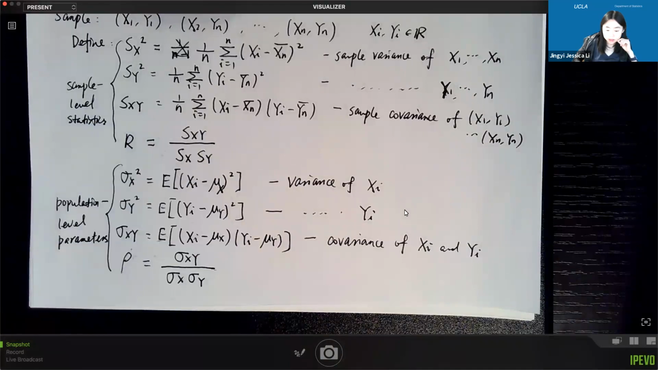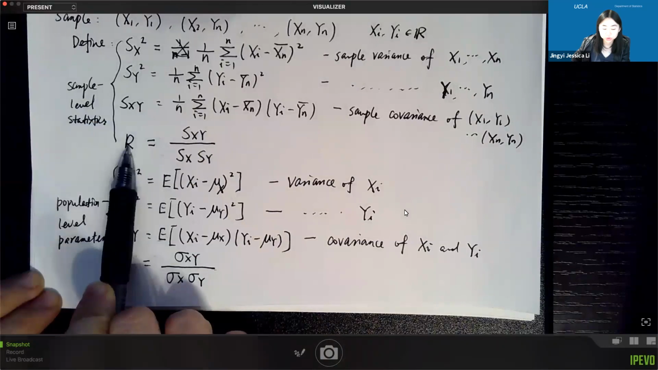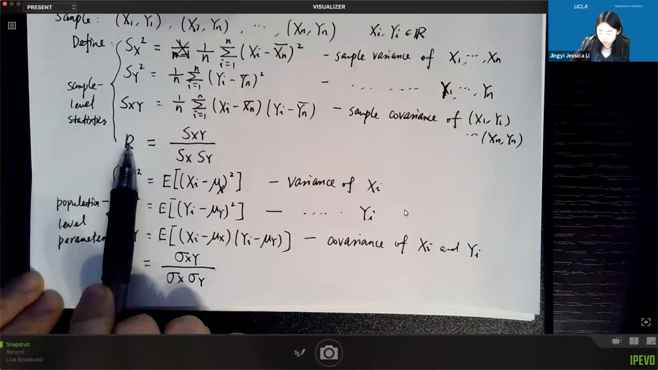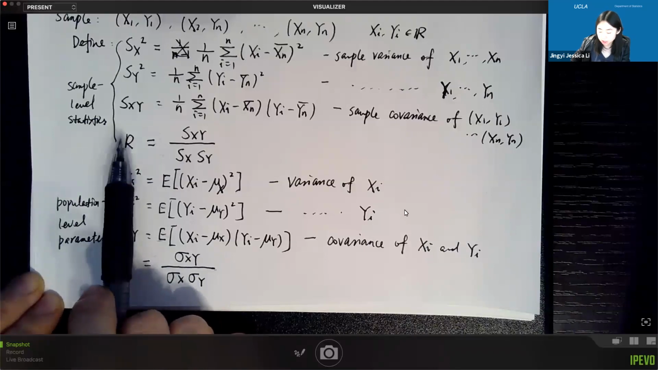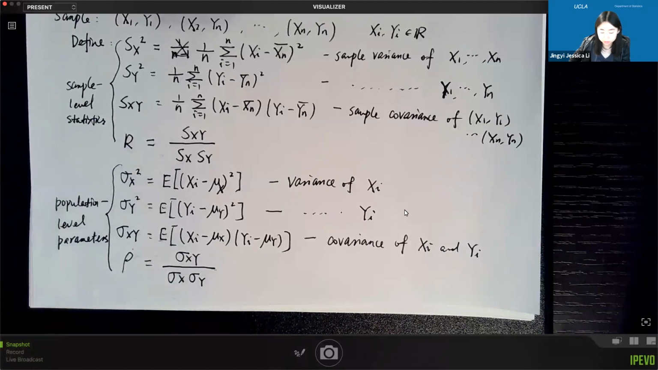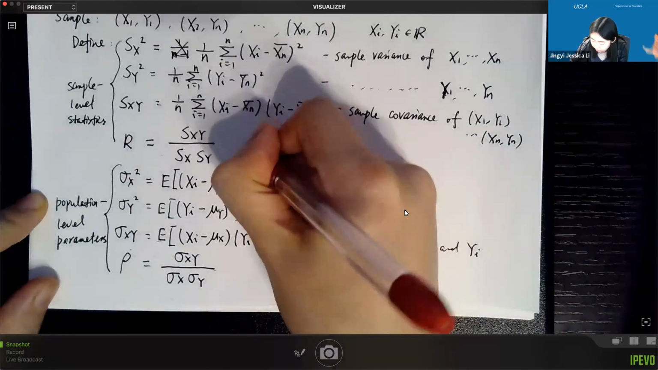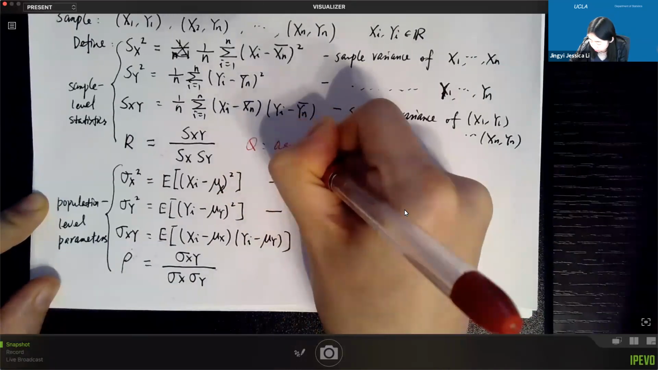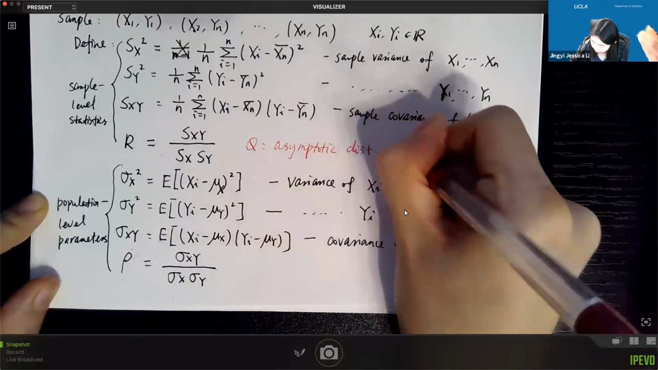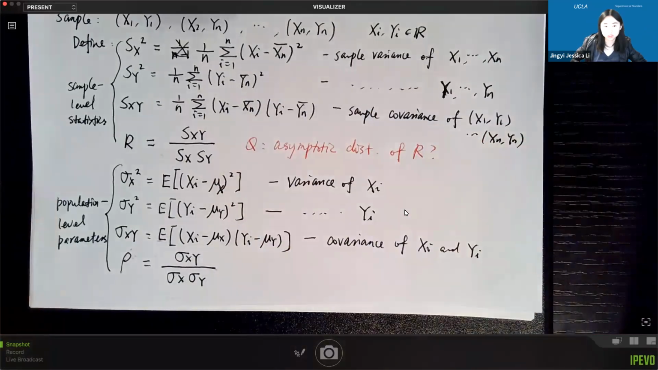Okay. Then what we're mostly interested in is the asymptotic distribution of R. How would the distribution of my sample level correlation look? How will it concentrate around the population correlation? That's my question. So the question here is the asymptotic distribution of R.